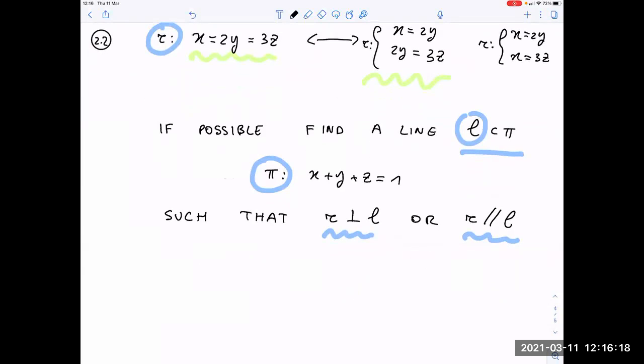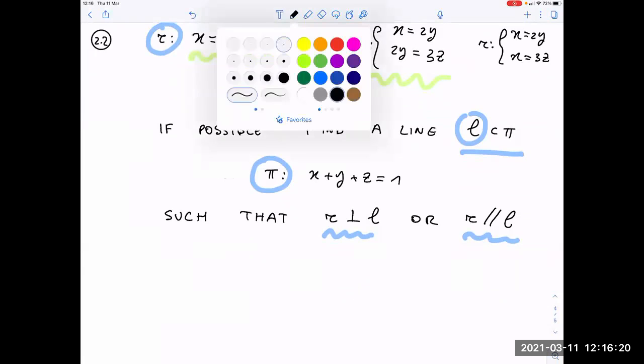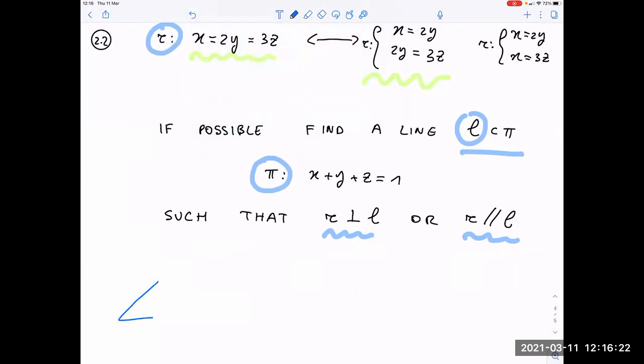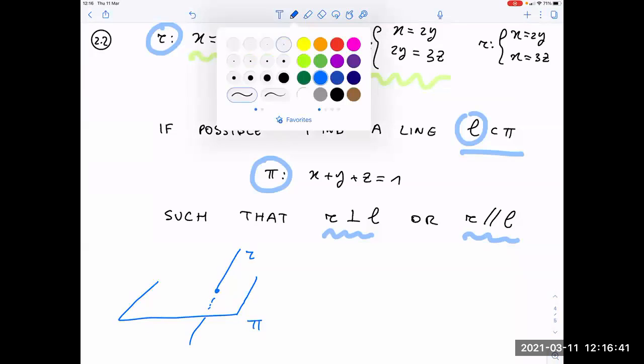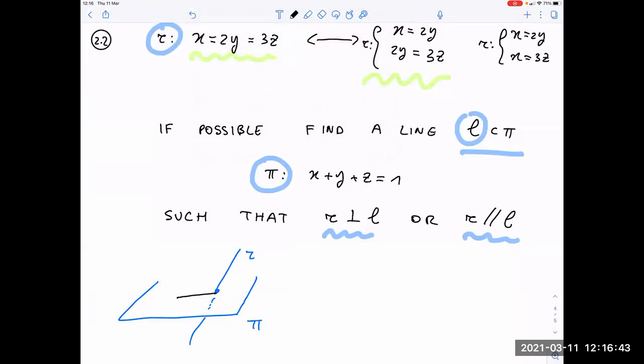So let's say plane pi is here. Then you have to have a look at line R, how it is displayed. So I make just a picture like this. Then you have to tell me, is it correct? Is it intersecting in one point? And then you have to look for line L, if it exists, which is forming a pi/2 angle with that one.